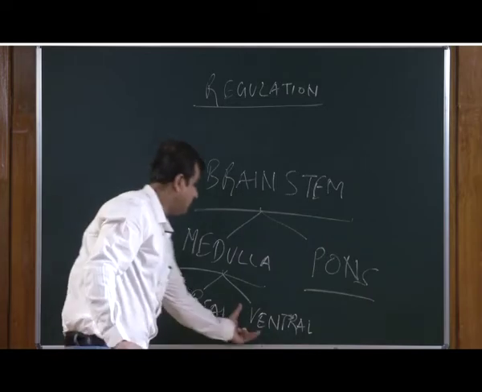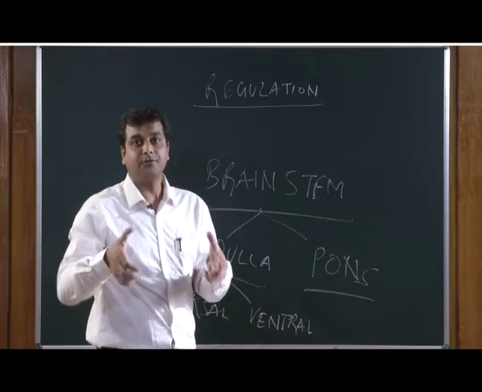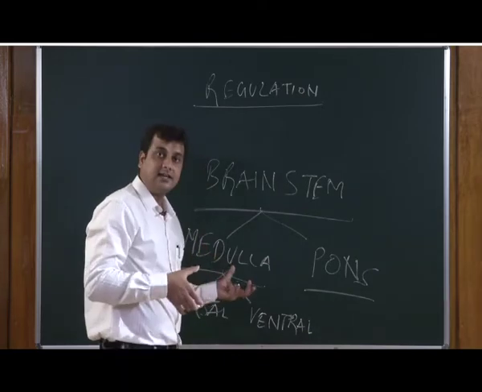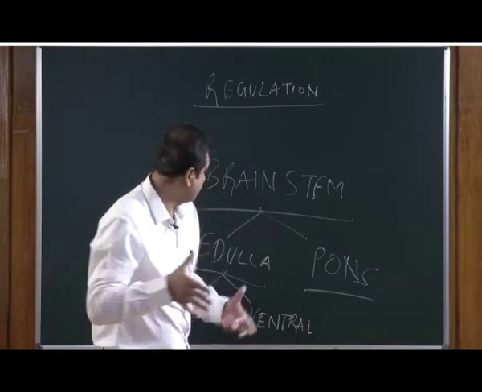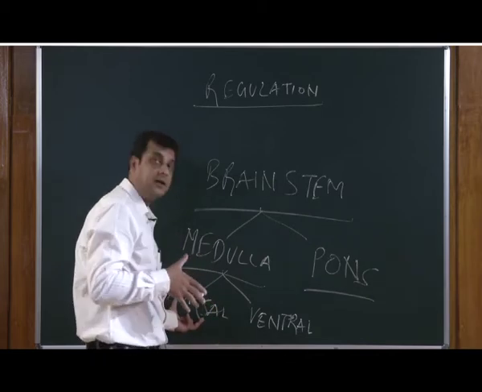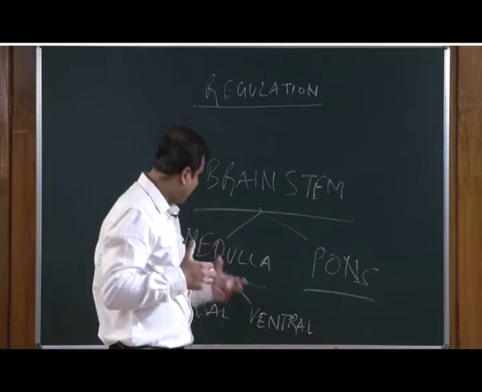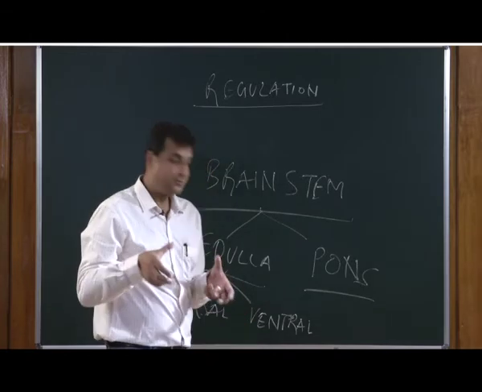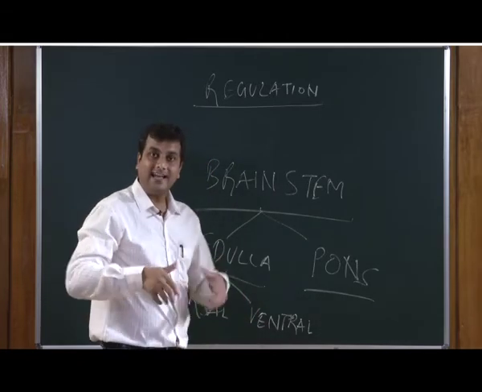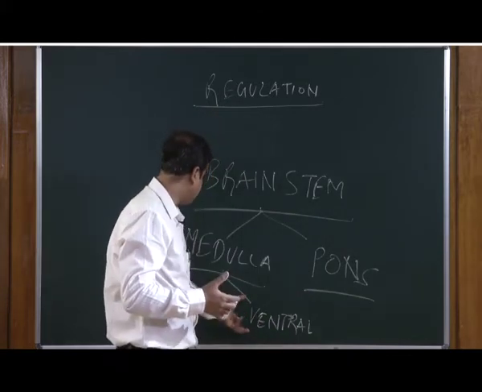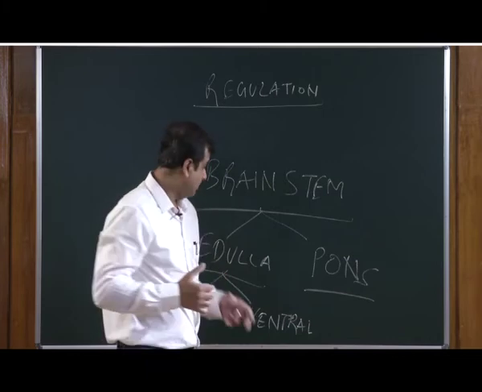So, dorsal and ventral, these are the two groups of neurons present in the medulla oblongata that maintain inspiration and expiration respectively. The dorsal group can regulate the inspiratory movement of the air, and the ventral group of neurons can regulate the expiratory volume. So, expiration is basically controlled by the ventral and the dorsal is for inspiration.